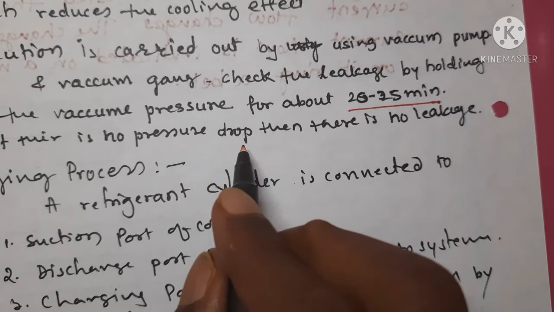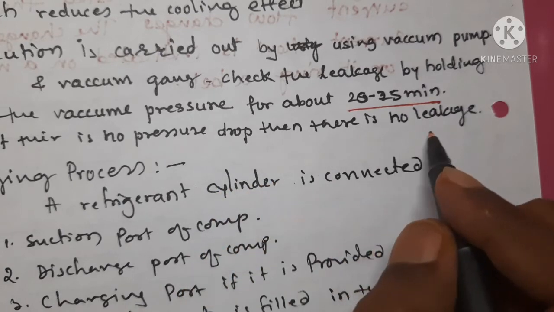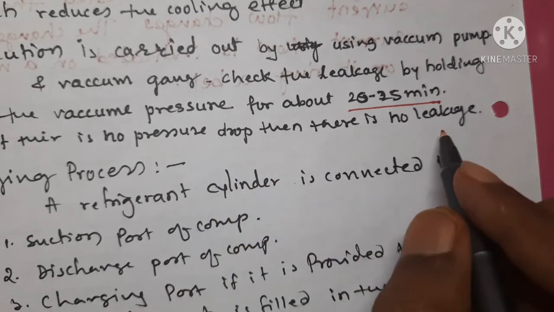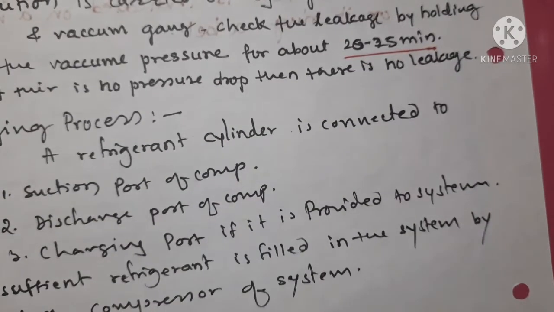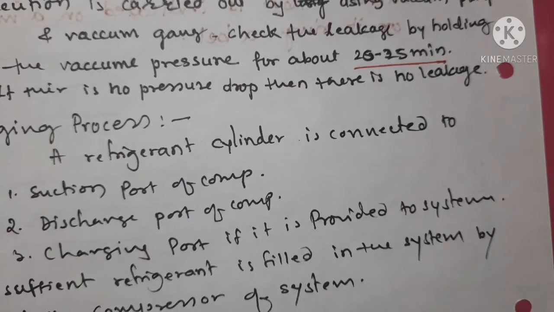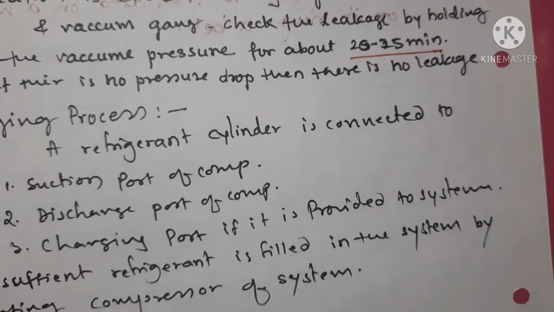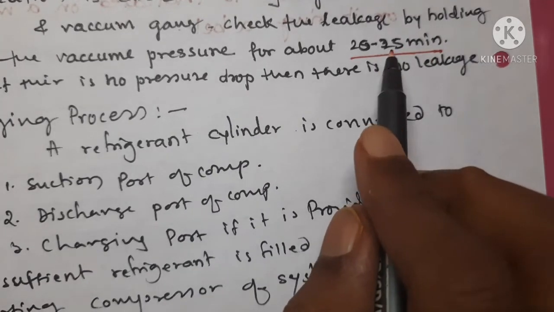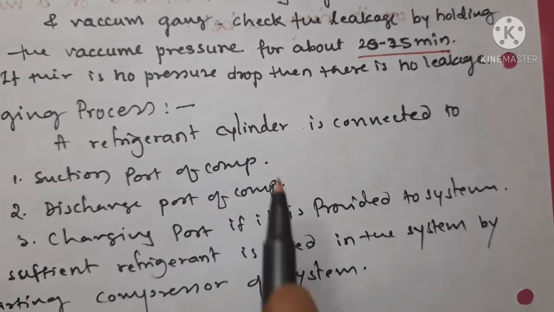If there is no pressure drop, then we can consider that there is no leakage, as the pressure inside the line is maintained below atmospheric pressure. If there is a leakage at any joint, the outside air will enter and a pressure drop will take place. So if the pressure is maintained constant, then there is no leakage at any joints.